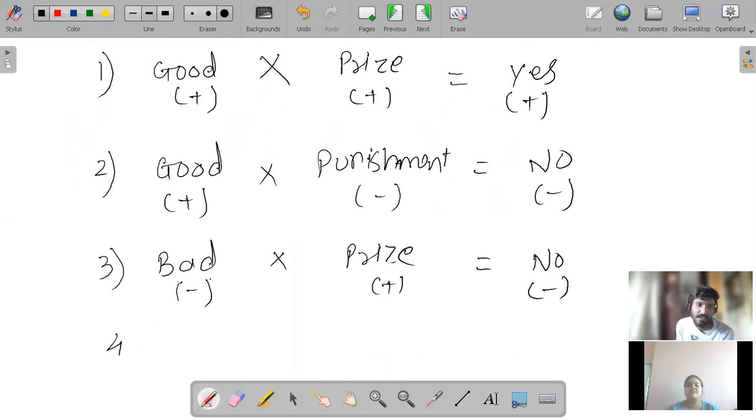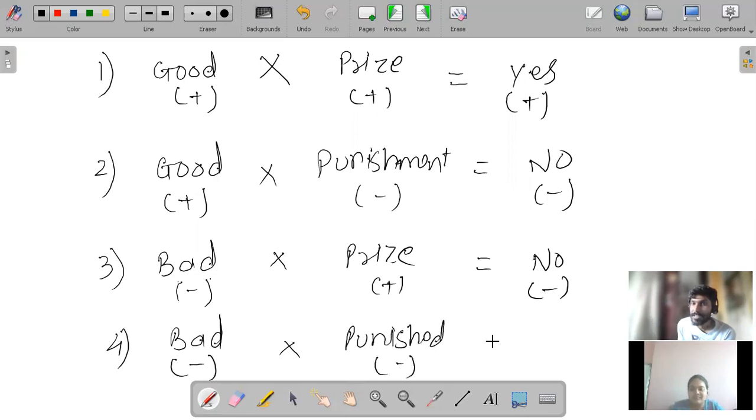Lastly, you did a bad work and you got punished for it. Is it acceptable? Is it fair? Yes, you did a bad work and you got punished for it, so yes, it is acceptable. So that means plus. So minus into minus is plus. I hope this example helps you remember.